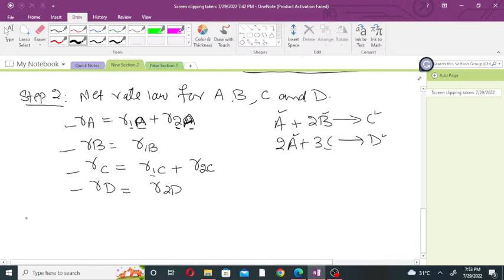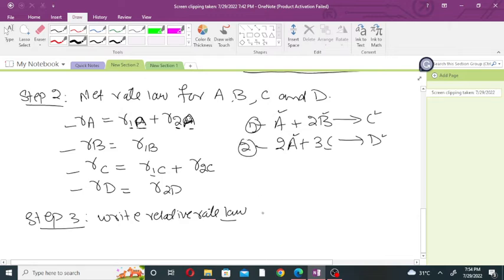Now step number 3: relative rate law for each component. From equation number 1 we can obtain the relative rate per component, and from equation number 2 we can also get the relative rate. So RA divided by minus 1 is equal to RB divided by minus 2 is equal to RC divided by 1. Similarly, from reaction number 2, RA divided by minus 2 is equal to RC divided by minus 3 is equal to RD divided by 1.